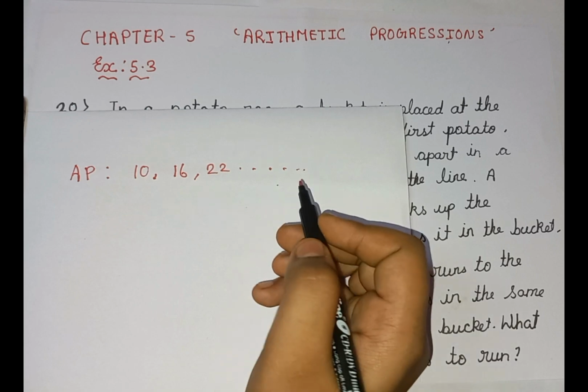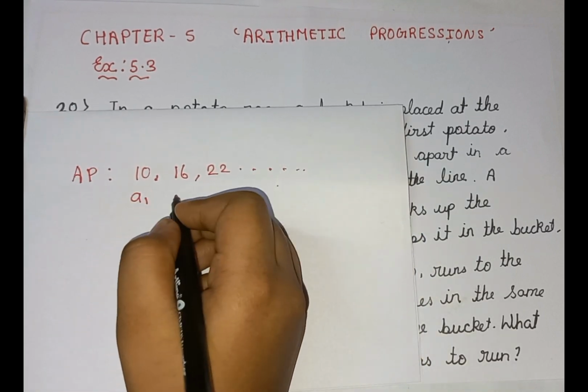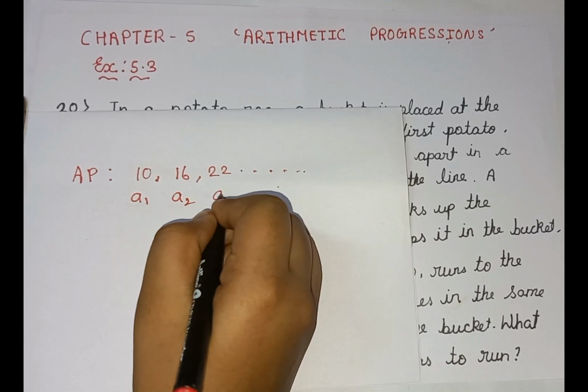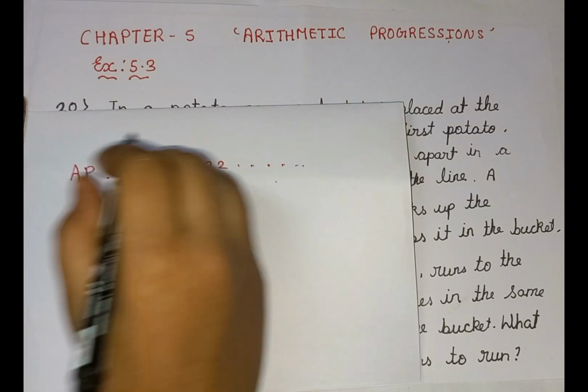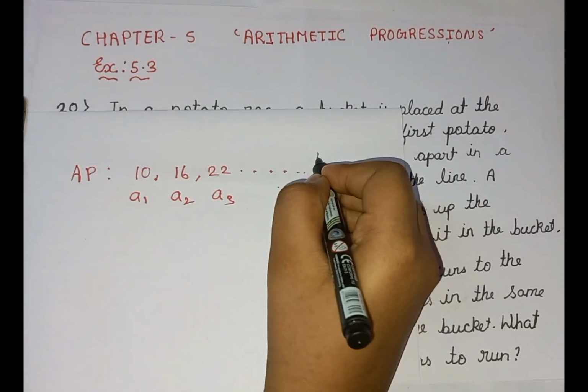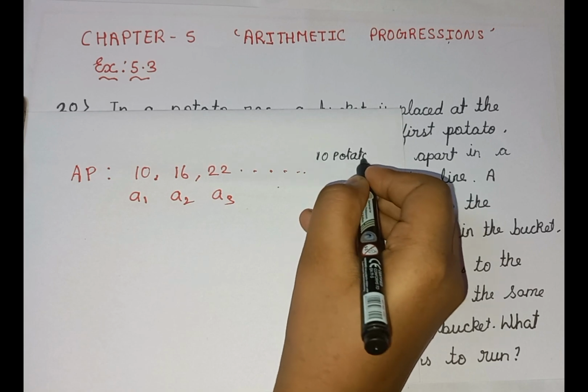So this is A1, that is potato number 1. You can think like that. So this is A2 and this is A3. So here how many potatoes are there? There are 10 potatoes. Remember, there are 10 potatoes.